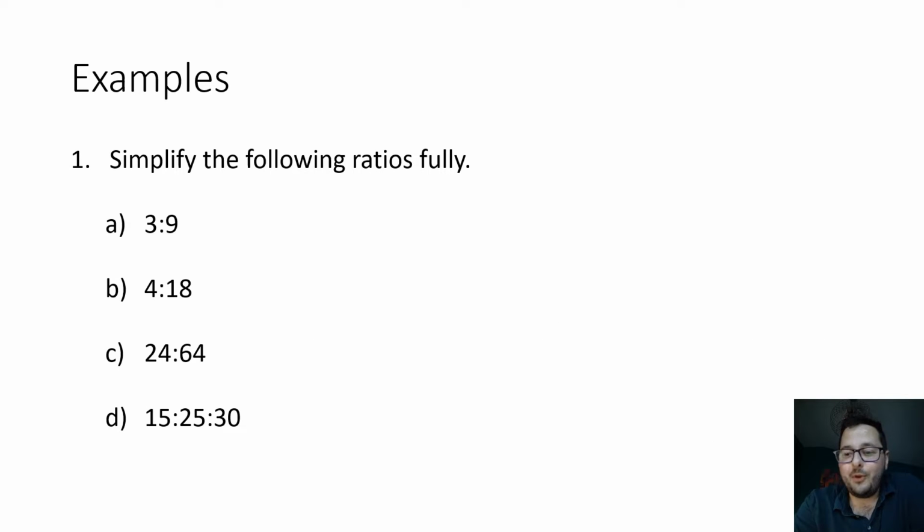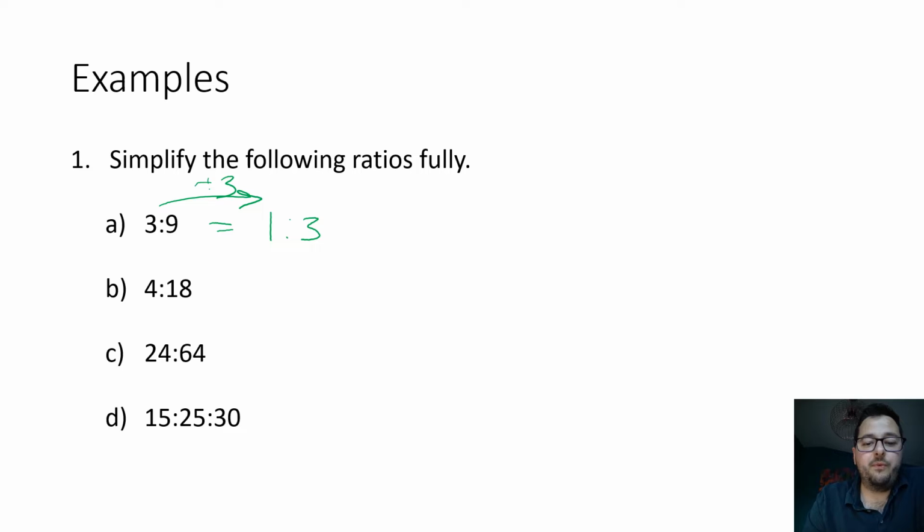Okay, so here are a few examples. Feel free to pause the video, have a go at them yourself. Otherwise, we shall do them together. Okay, so this first one, we want to simplify the ratio 3 to 9. Now 3 and 9 are in the 3 times table. So if we divide 3 by 3, we get 1. And if we divide 9 by 3, we get 3. So there, I'm just dividing everything by 3.